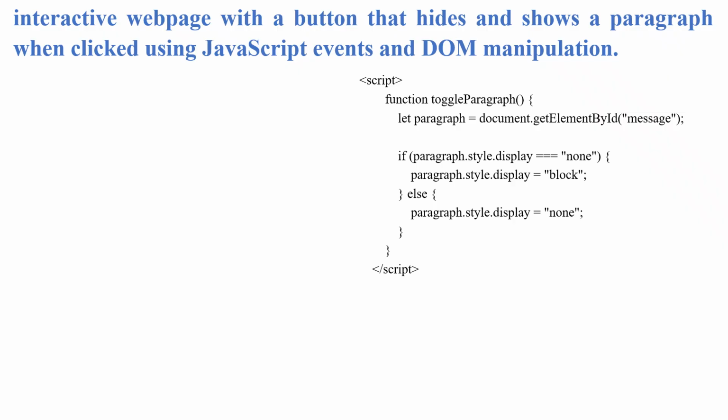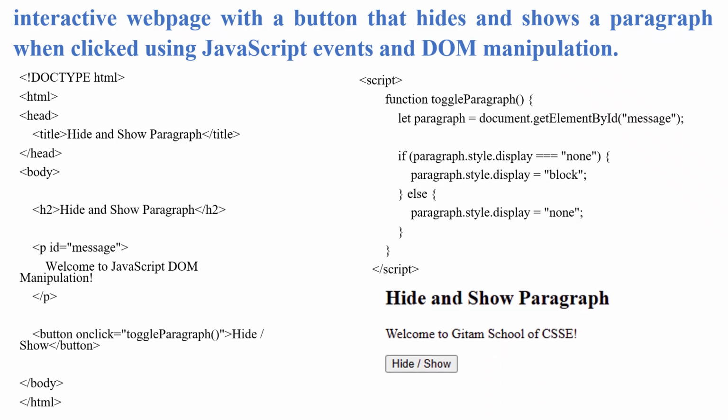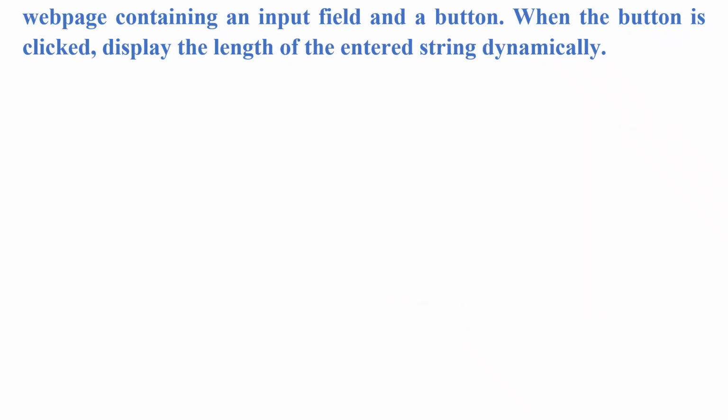So let's see here. Whatever message we enter in the field will be assigned as a paragraph. Then if nothing is there, it should display null. Otherwise, any paragraph we want to display, we need to block it. So what kind of output are we displaying here? Welcome to Githam School of CSSC. Once we click on this hide or show, it will disappear. Now it is like a show. The message is displaying. Once we click on this button again, it will disappear.